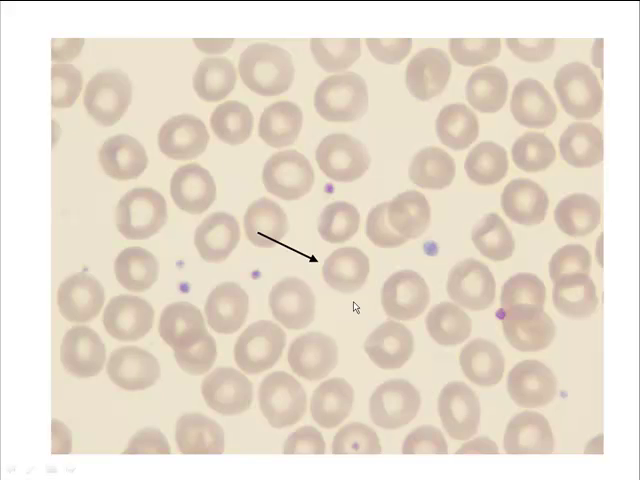So I want you to keep this in mind here as we go through the lecture and talk about the different diseases. You'll see that under a microscope the size of these red blood cells will be altered with the different diseases. So I just want to show you what normal looks like, so when I show you a pathological slide, you can see the difference.